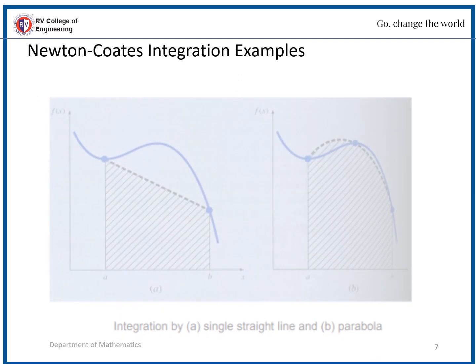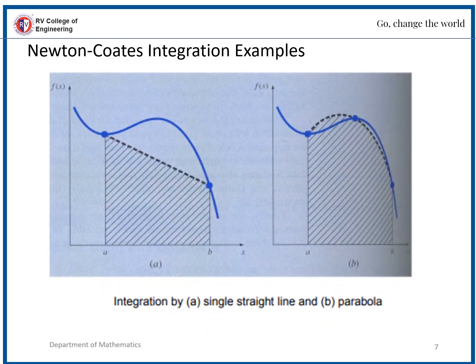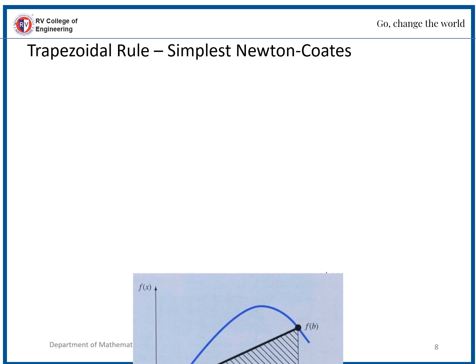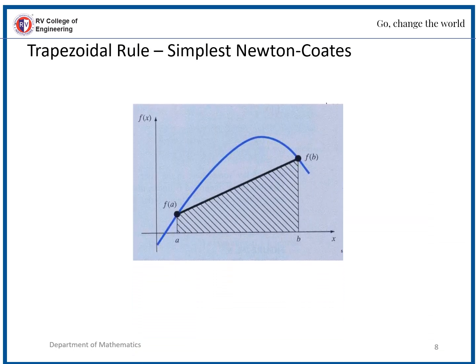This figure is an example for Newton-Cotes integration. The curve y equal to f of x is approximated by a single straight line in the first one and by a parabola in the second one. One of the Newton-Cotes integration formulas is the trapezoidal rule, which is the simplest one. Here in the figure, the curve y equal to f of x is approximated by a straight line and the area below is nothing but a trapezoid.